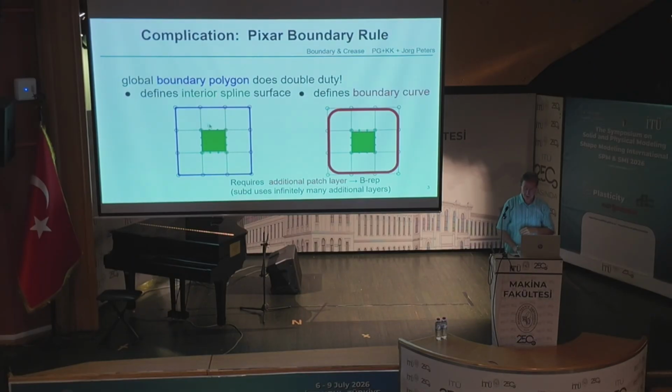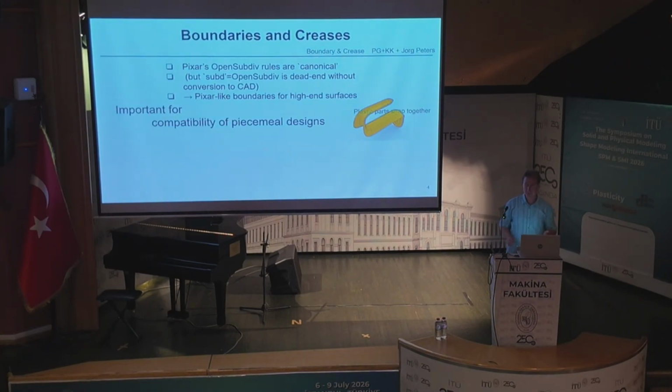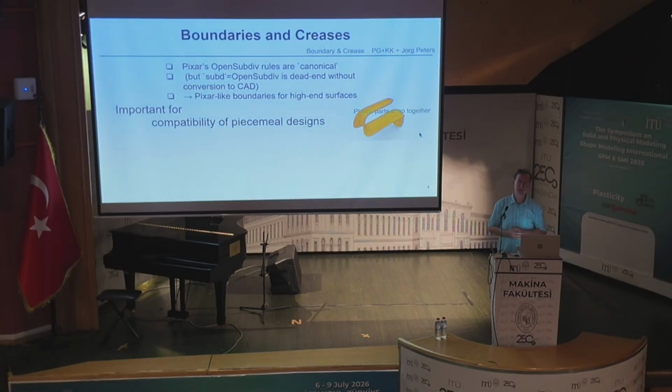And that means you actually have to invent a surface that goes between the green and the red. Subdivision does that because they have infinitely many pieces to work with, but we have a finite surface scheme. So we want to have, in short, Pixar-like boundaries for these high-end surfaces. And why do we want that? Well, people stick pieces together. For example, this might be the handle for your coffee dispenser, and you want to snap it together with other plastic parts.